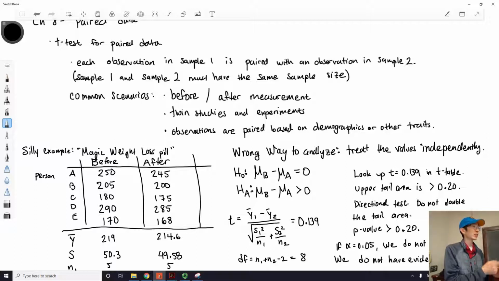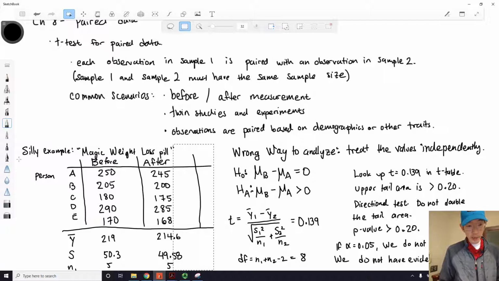Okay, so the shift in weights is not big enough. So what we need to do is we need to treat the data as paired.